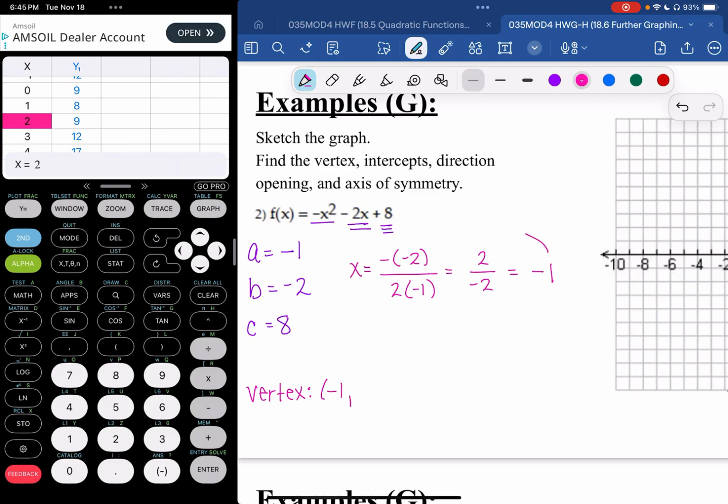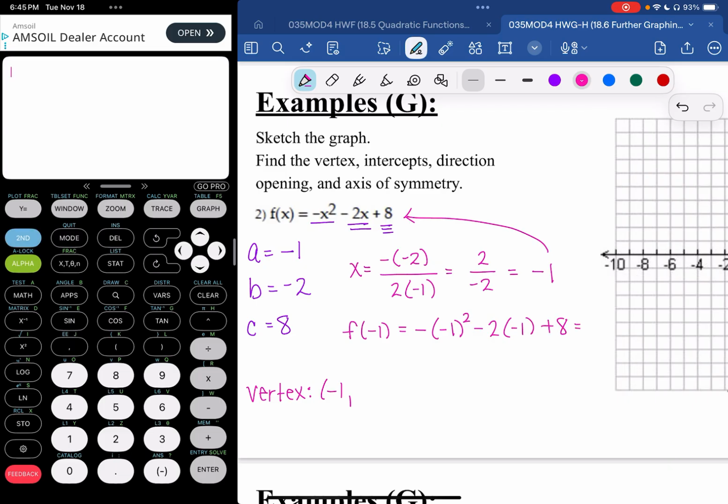To find the y, I'm going to plug that in. So f of negative 1, I've got negative 1 squared. So there's a lot of negatives, so be careful there. 2 times negative 1 plus 8. And you can use your calculator to do this. Just be careful with your negatives. So I'm going to do negative 1 squared minus 2 times negative 1 plus 8. And so that gives me a y value of 9.